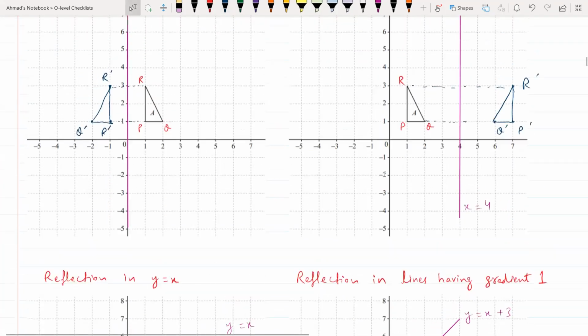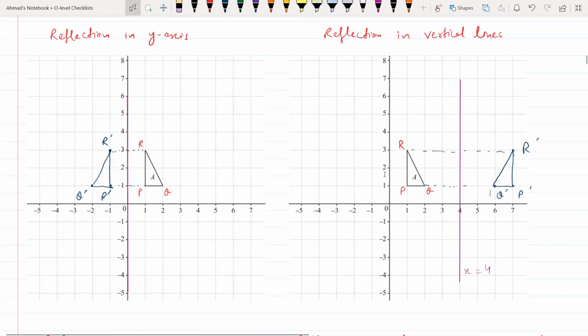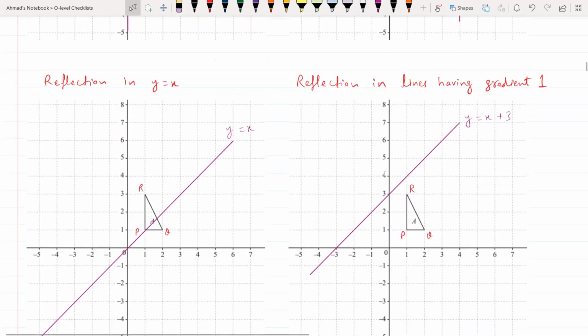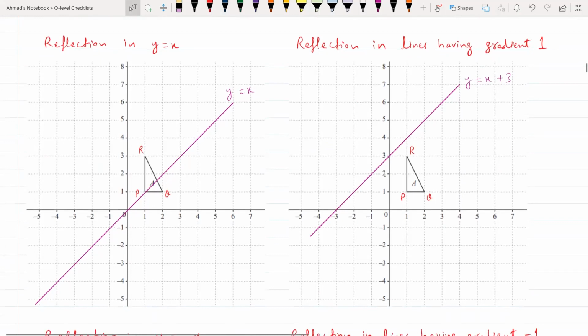Okay. So that's what happens when you have horizontal or vertical lines. Now, what if you have lines that are not horizontal or vertical? So most common amongst them are the lines that have a gradient of 1 or -1. So one gradient आपका, for example, इस line का होता है. That's a very common line. Y equals x.